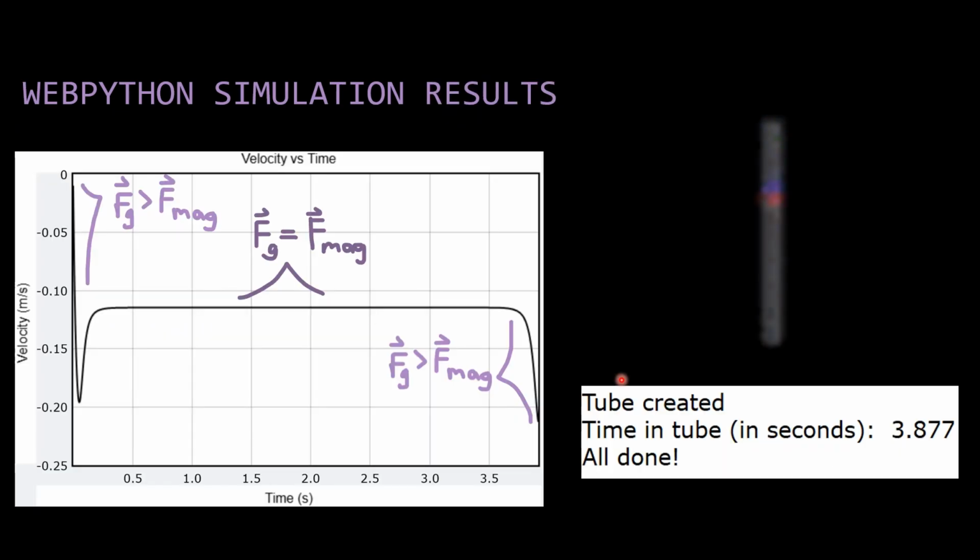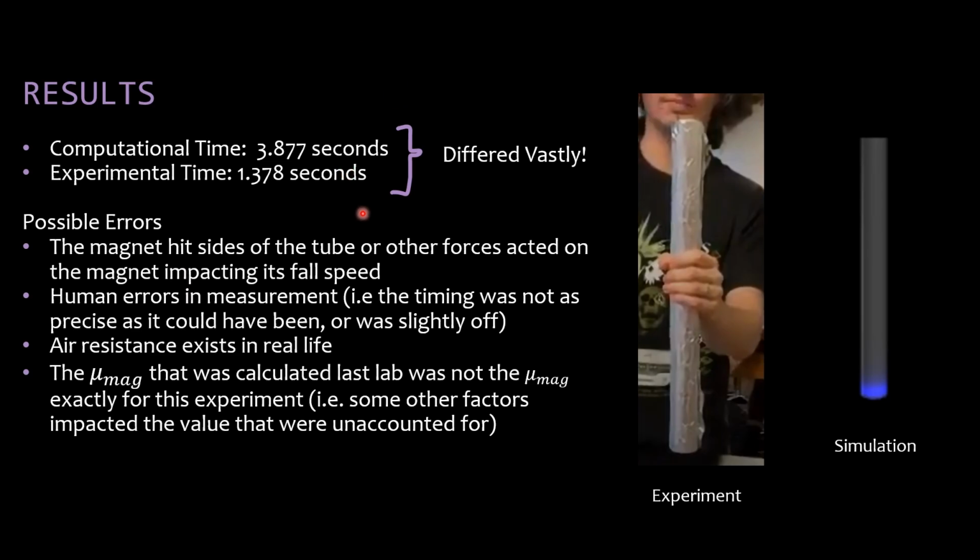Finally, I found my final result for the WebPython simulation to be the time in the tube, in seconds, being 3.877, and it can be seen being modeled in the video to the right. And on this graph, I found that the force of gravity was greater than the force of the magnet in this section right here. When it is basically a straight line, the force of gravity equaled the force of the magnet, and then right here, once again, the force of gravity was greater than the force of the magnet. And then just to sum up, my computational time was once again 3.877 seconds, while my experimental time was 1.378 seconds, which did differ vastly.